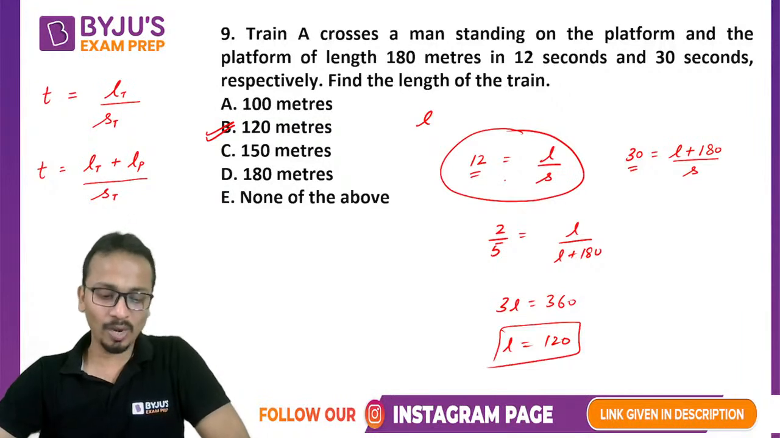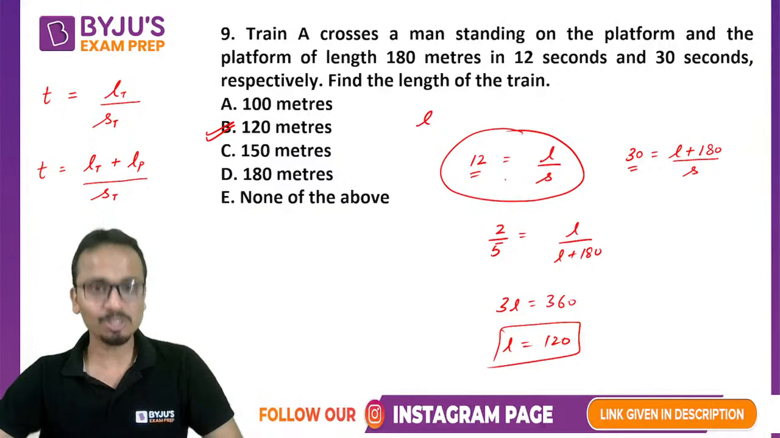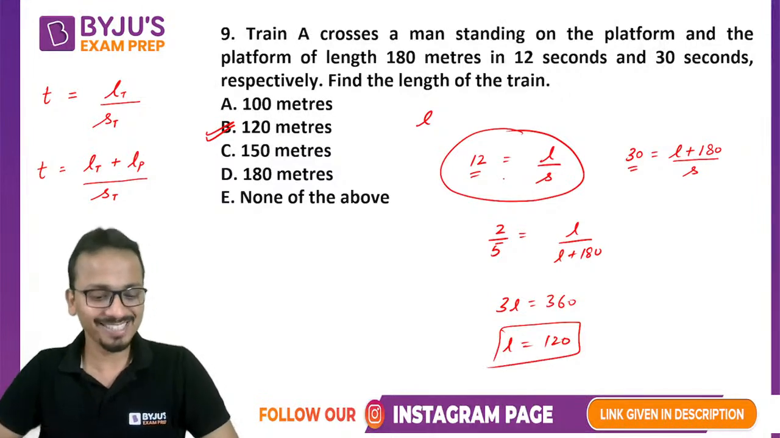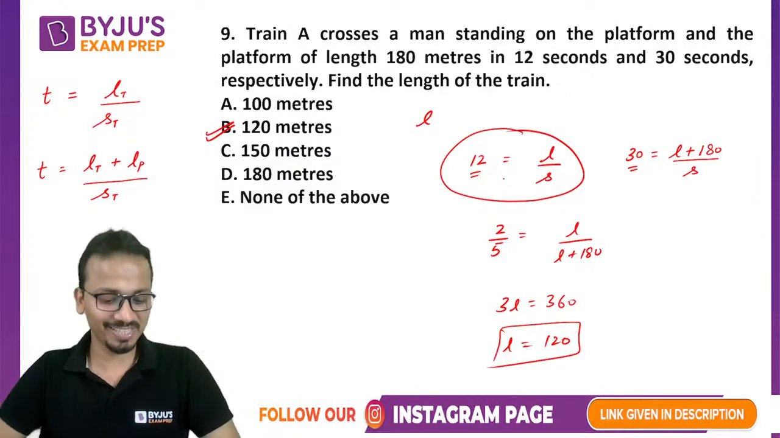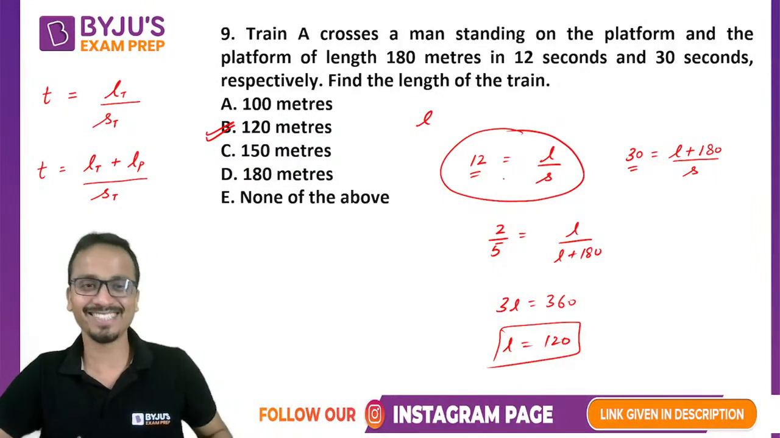Mr. Saral, 120 is wrong answer. No, Mr. Saral, 120 is absolutely correct. And you can see that a lot of students have given the correct answer. So Saral sir, you can never give an incorrect answer.